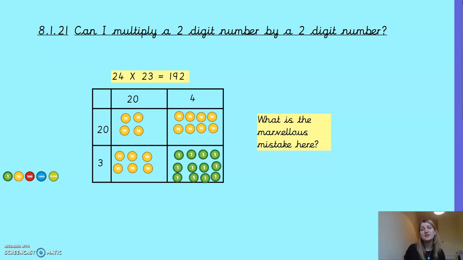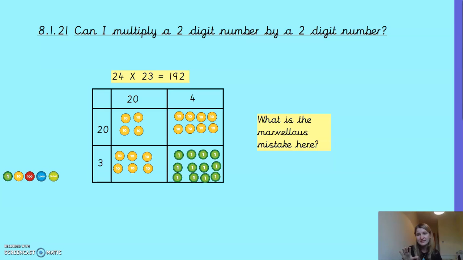Today is a consolidation of multiplying a two-digit number by a two-digit number. I know yesterday I introduced quite a few different methods. For some of you, some of them would have been helpful. For some of them you might have thought, actually that's confusing it more for me. So today I wanted to give you a bit more time to experiment with which method works best for you and then go from there.